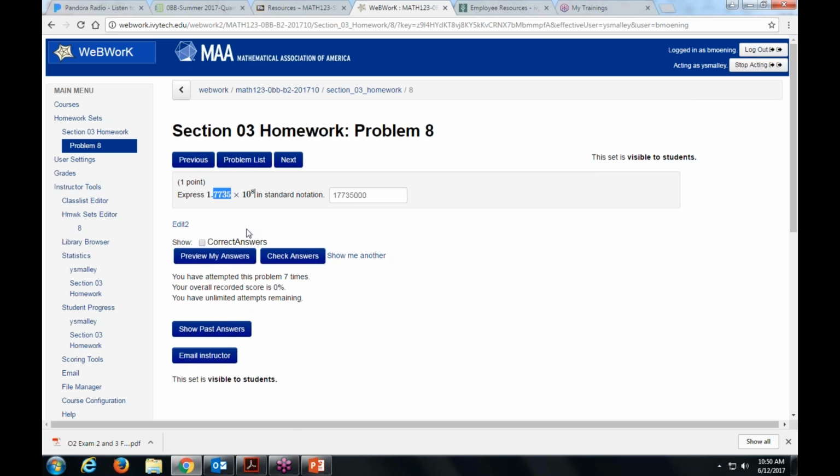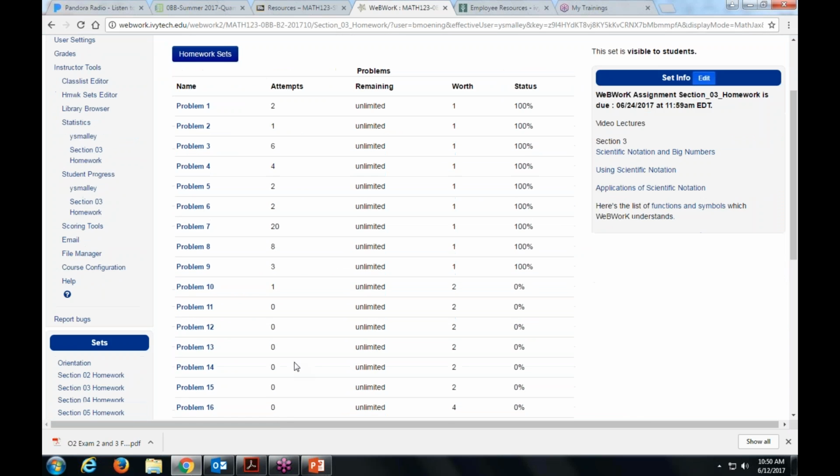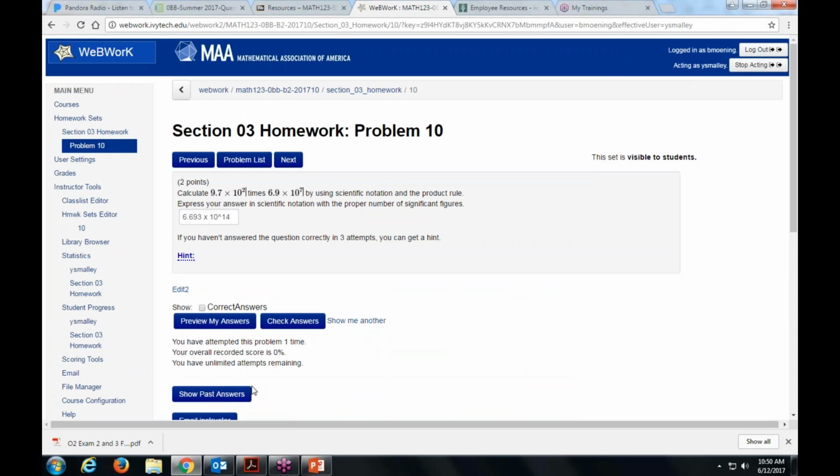Okay. And then could you help me with number 10? Also in section 3? Okay, so we have some big issues here. So you multiplied 9.7 times 6.9 to get the 6.693, I'm guessing, correct?